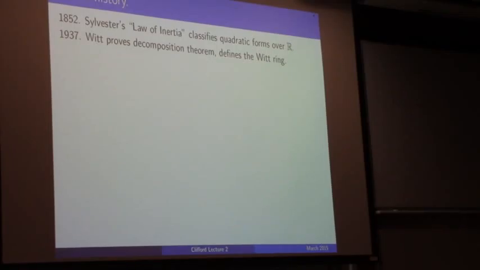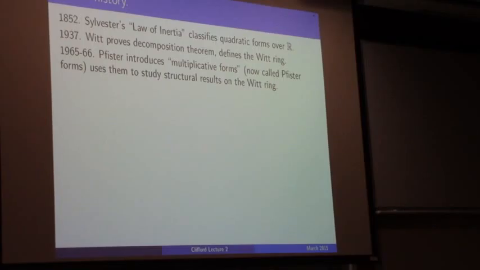So in 1937, Witt introduces what we now call the Witt ring, which I'll also define later in the talk, and proves his fundamental theorem about the structure of quadratic forms over arbitrary fields of characteristic different from 2. So in the 1960s, Pfister introduces a special class of forms, which he called multiplicative forms, and are now called Pfister forms. These are the basic building blocks of the Witt ring.